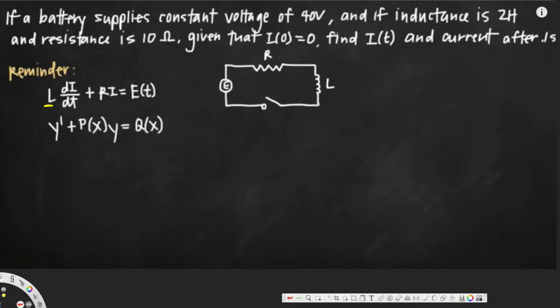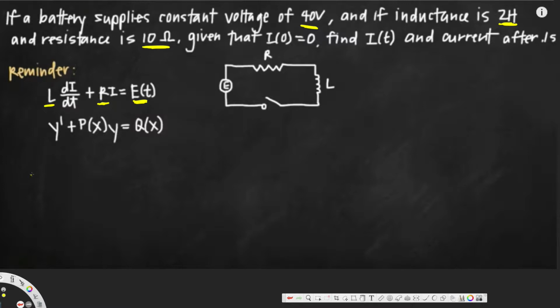L is the inductance, that is 2 henries right here. And also the resistance is given right here, 10 ohms. And E of t is the voltage. That's given, so we have all this information. We just have to solve this first order linear differential equation. Now let's go ahead and plug in the values.